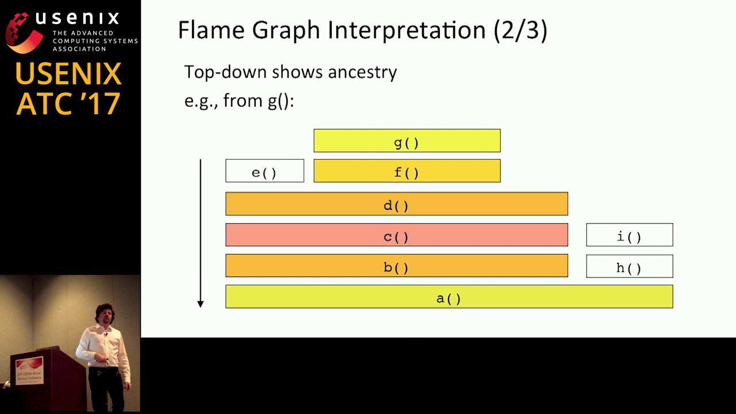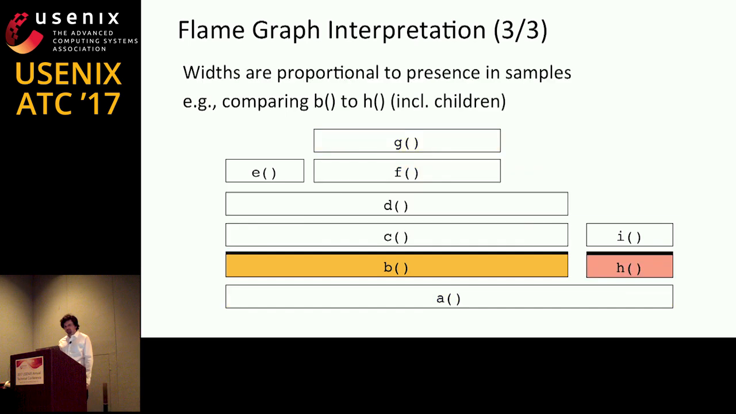But going back down the stack is also interesting. I might look at function G, and function G is really boring. It might be spin lock. It's like, well, I can't delete spin locks. They must be used for something interesting. And so I work my way down the stack until I find some high-level function that can be optimized. So G is called by F, which is called by D, which is called by C, and so on. And as I mentioned, widths are proportional to presence in samples. So comparing B to H, I can just look at it, and B looks like it was part of the profile 4 or 5 times more than H.